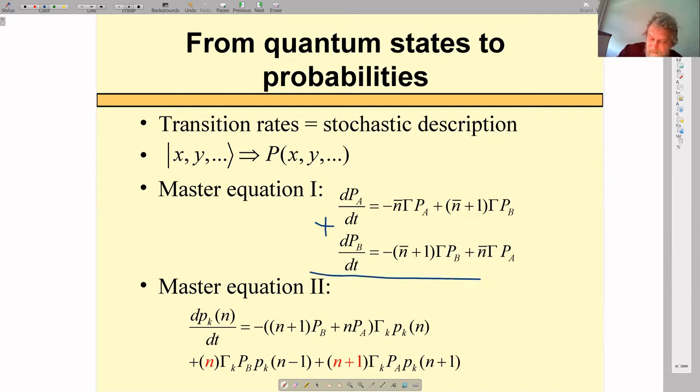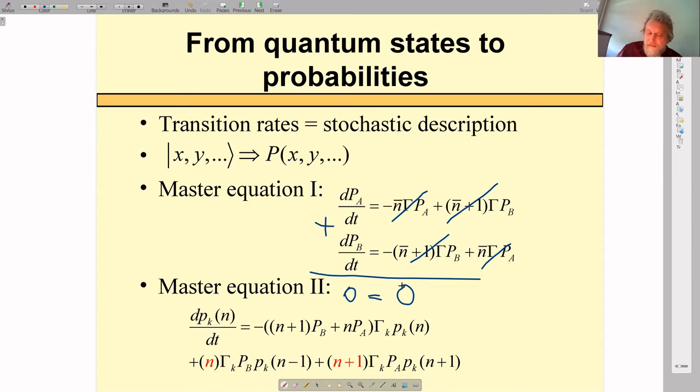So that must be 0 on the left-hand side. Let me check if the right-hand side goes to 0. All right, if I sum up, I can cancel this term and this term, this term and this term. Good. We have proved that it satisfies this simple relation. Good. Master equation 1. It describes the probabilities in matter.